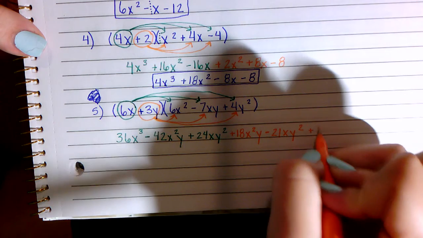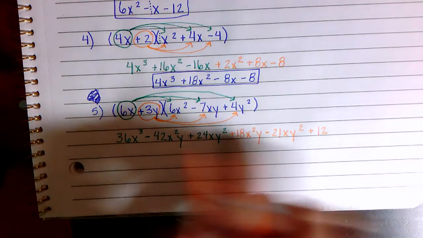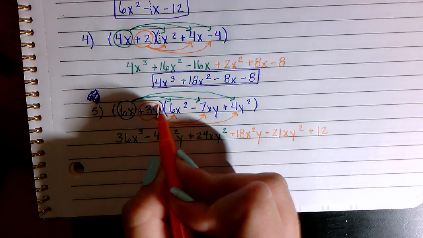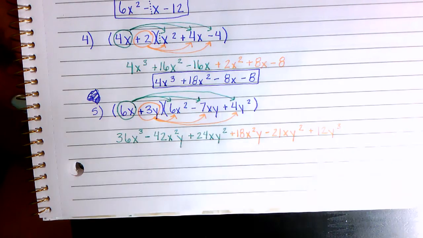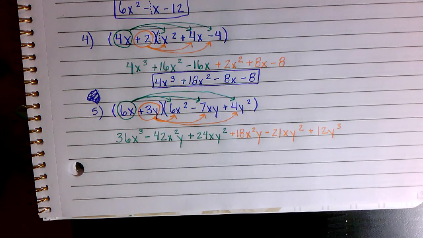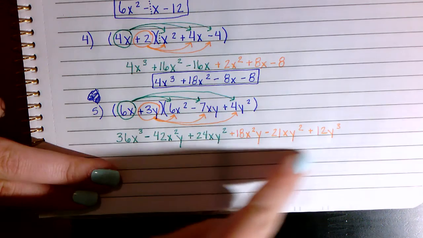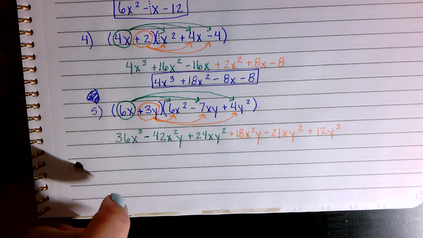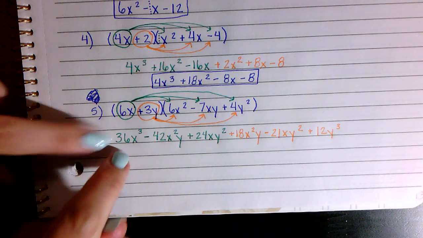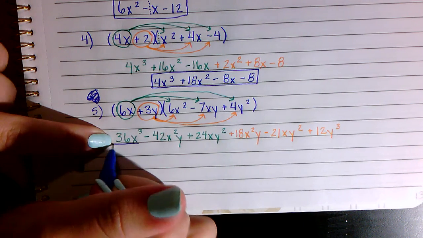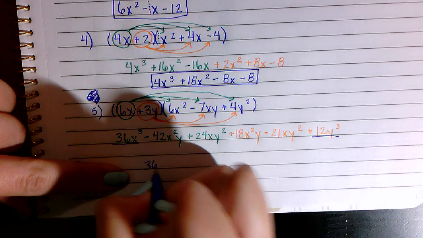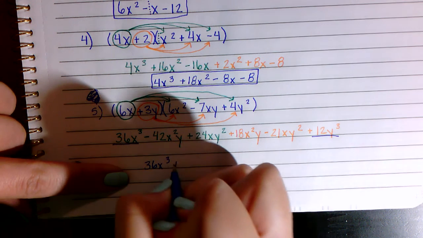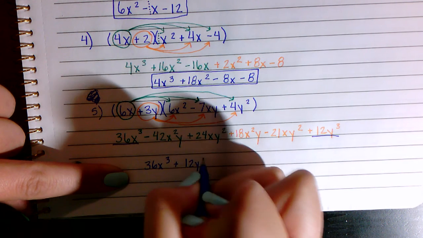3 and 4 is 12 when we multiply that. And this is y to the first, and this is y to the second, which gives me y to the third. And now we combine like terms. So let's take a look. The highest exponent I see is 3 here and here. So let's write those first. 36x to the third plus 12y to the third.